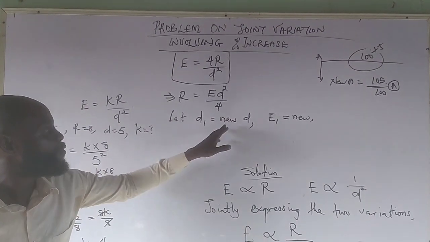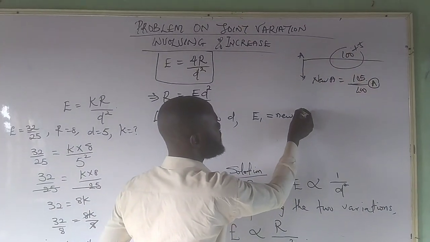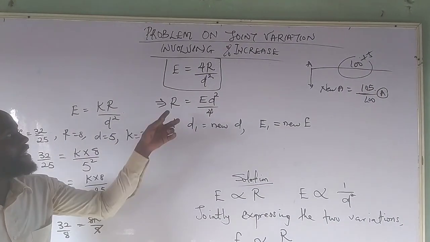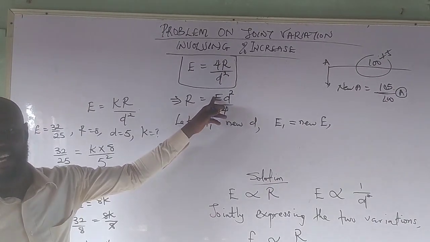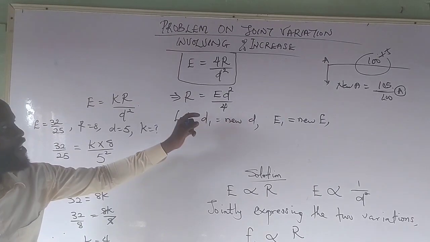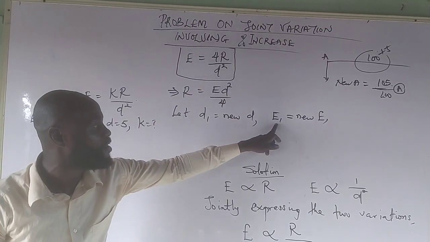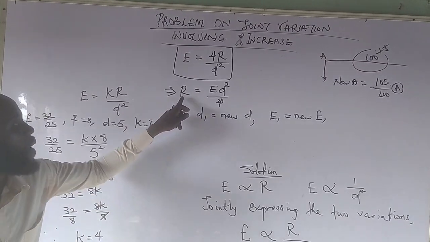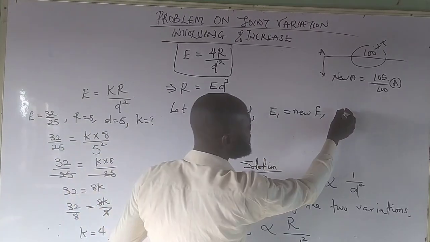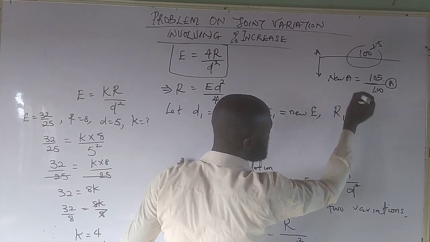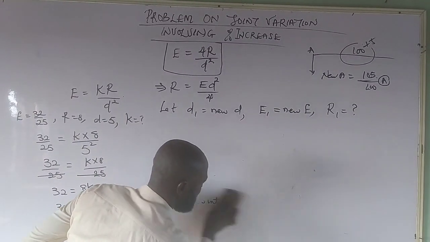If D changes to D1, and E changes to E1, definitely this R will also change to R1, because R depends on E and also on D. So for the new changes, we have a new value of E, E1, and a new value of D, D1. So our R will change to a new value, R1. So our R1 is equal to a question mark. Now let's solve further.